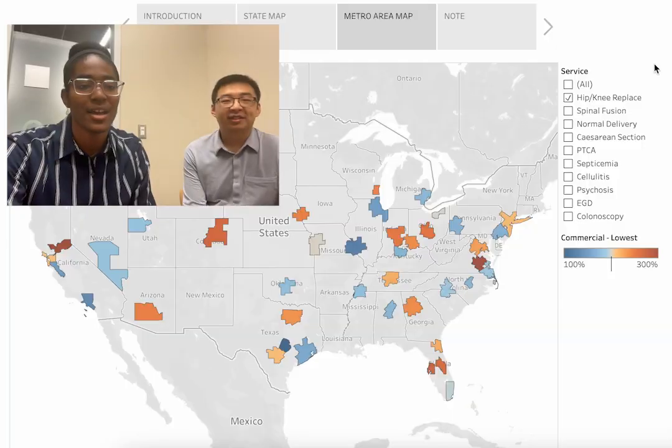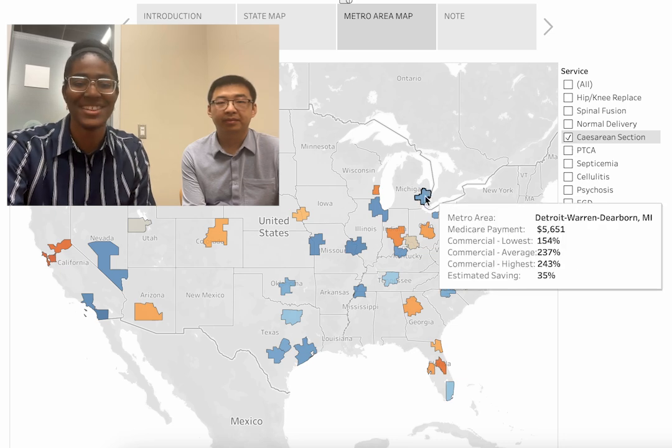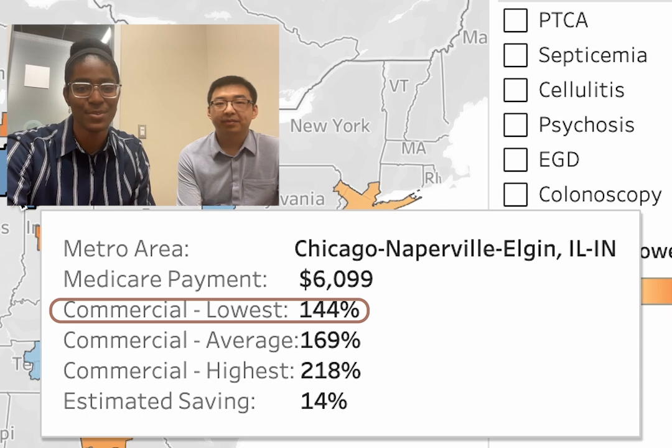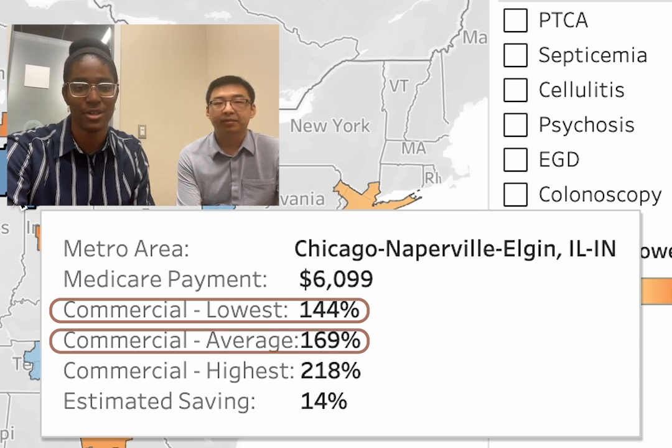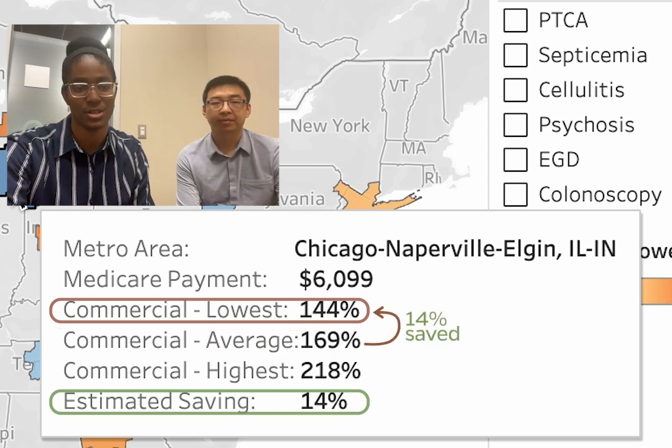Okay, could we go through one more example? Sure. Let's say as an employer in the Chicago metro area, I need to cover the cost of a C-section. Oh, this is already very blue, so that's a great starting point. It looks like the lowest commercial price point is 1.44 times greater than the Medicare payment, and the average is 1.6 times greater, which means I could potentially save 14% on the cost of that service if I negotiate and pay the lowest price with the insurance company.